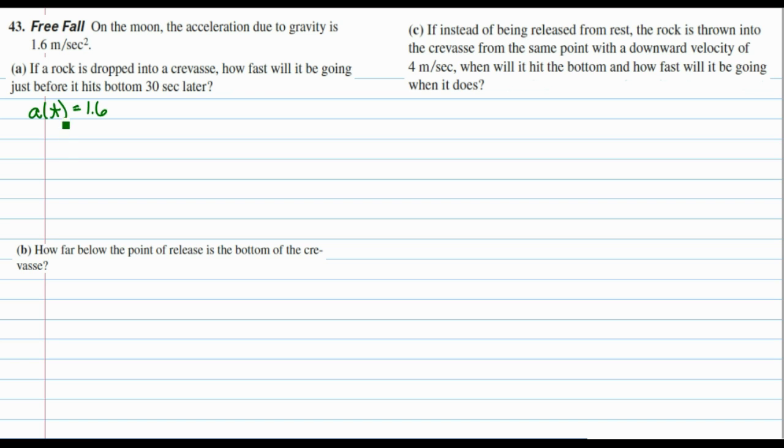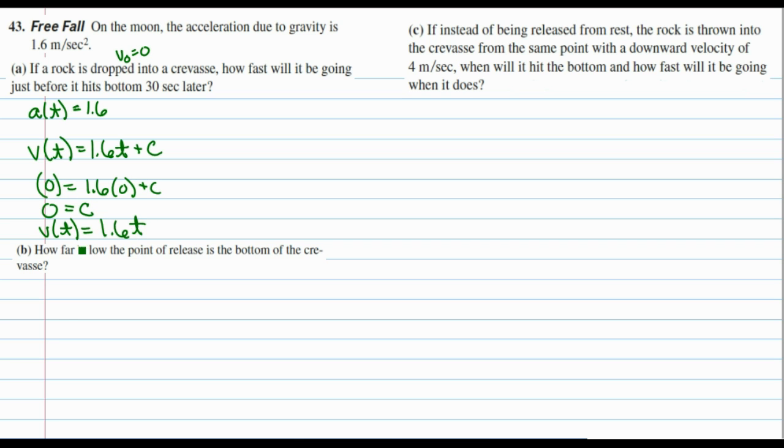That's the velocity. So I need to find the velocity function. So I need to take the antiderivative of acceleration. Velocity then is going to be 1.6t plus c. Now I need to know the initial velocity in order to solve for c, or something about the velocity. And the problem says if a rock is dropped into a crevice, not thrown, not ejected, it is dropped. So the initial velocity is 0. So v of t is 1.6t.